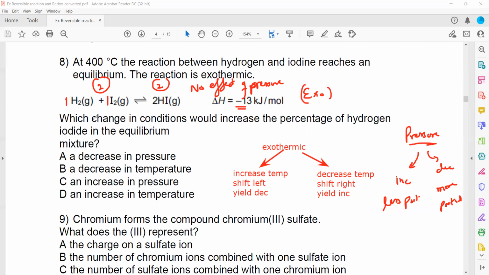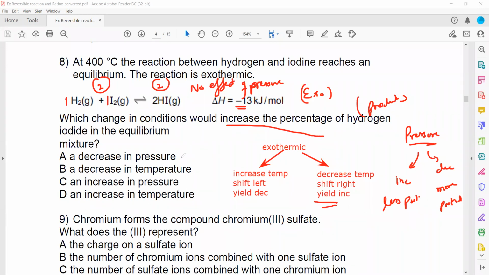So it's an exothermic reaction; which change in the condition would increase the percentage of hydrogen iodide? Hydrogen iodide means product. Sometimes instead of using the term yield or product, they say that specific chemical name. So hydrogen iodide is a product. We want to increase the amount of product for an exothermic reaction, so we should decrease the temperature.